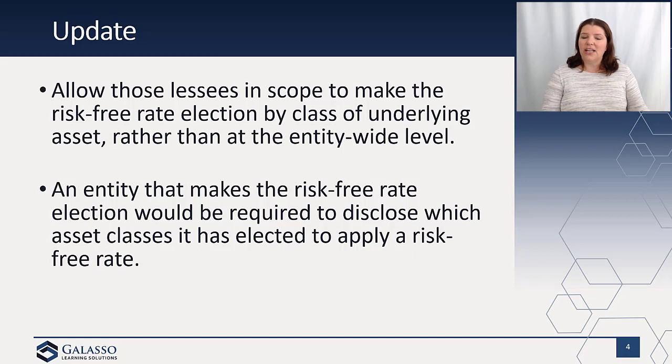So the accounting policy election was for all leases. And so they're coming back and saying, okay, we're not going to make you do it for all leases, but you can do it for some leases that you can't come up with an incremental borrowing rate. Now, if you do that, you would then have to obviously disclose which classes of assets you're using this for.